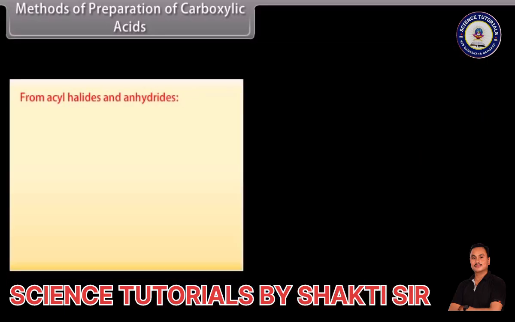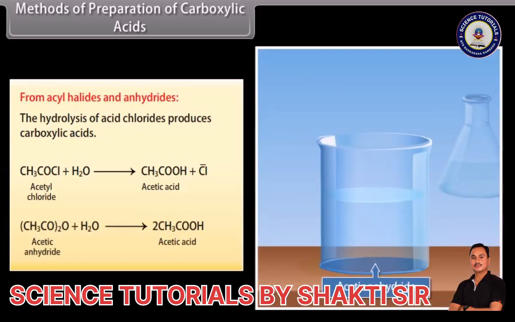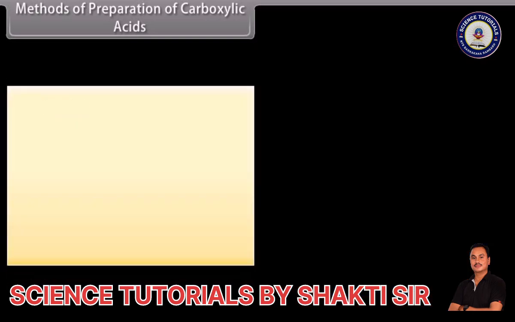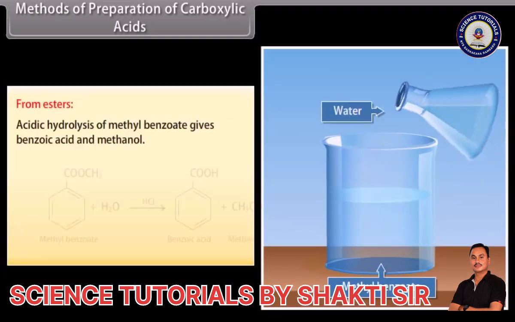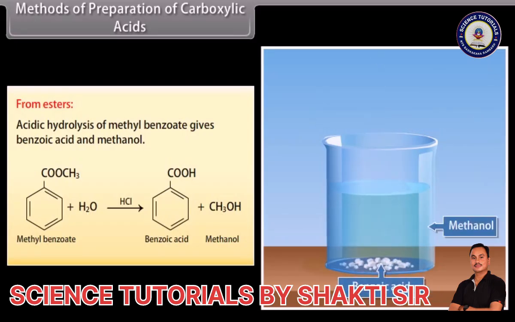From acyl halides and anhydrides. The hydrolysis of acid chlorides produces carboxylic acids. On hydrolysis, acetyl chloride produces acetic acid. The hydrolysis of acetic anhydride produces acetic acid. From esters. Acidic hydrolysis of methyl benzoate gives benzoic acid and methanol.